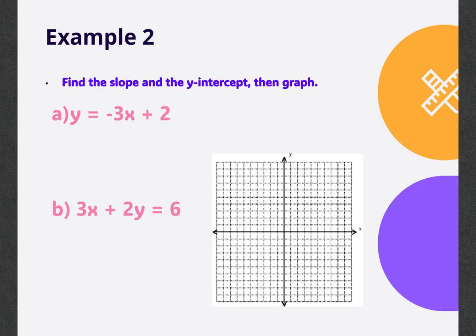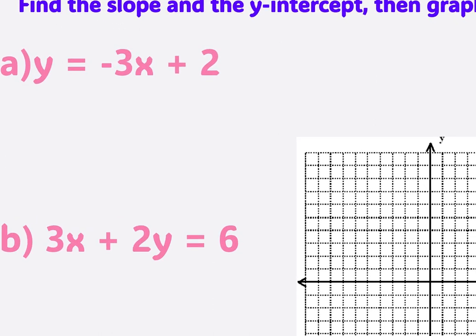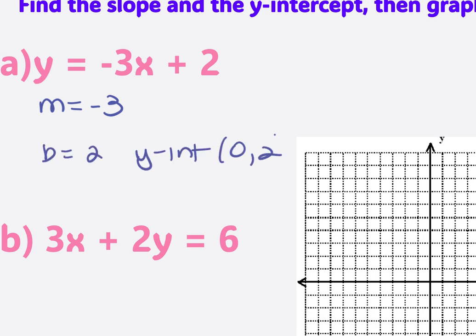All right, example 2 says find the slope and the y-intercept and then graph. So we're given the equation. If it's already in slope-intercept like A, obviously it's easy to grab it. If it's in standard form like B, then we have a couple options. So we'll start with A. My m is what? -3, which means my rise and run is -3 over +1 or 3 over -1. You could pick either one. And then my b is 2, which means my y-intercept is 0, 2.